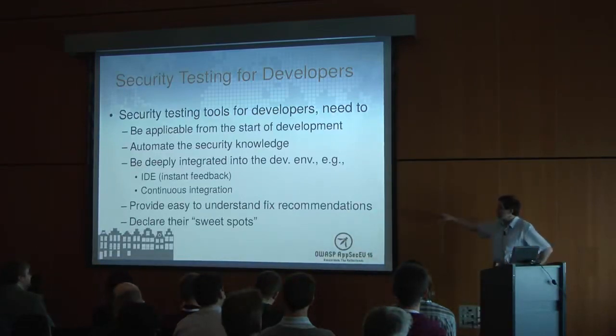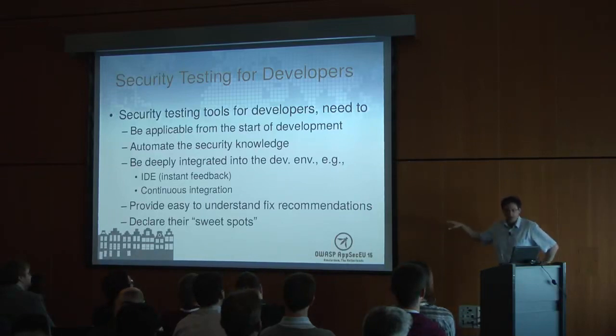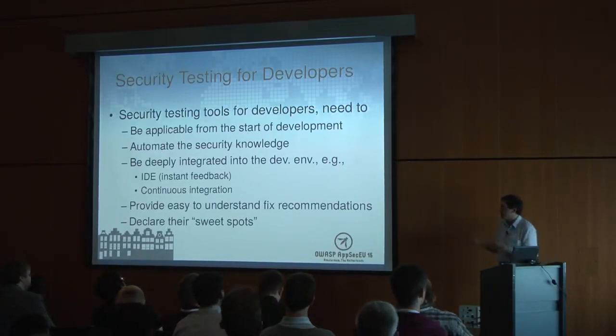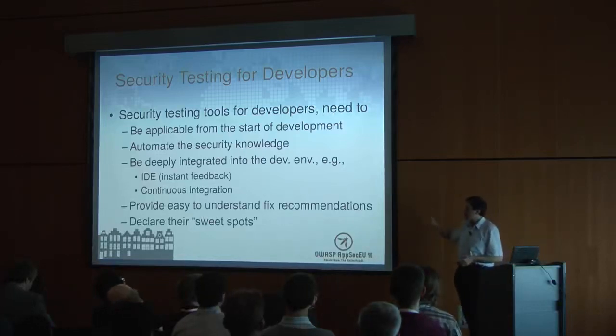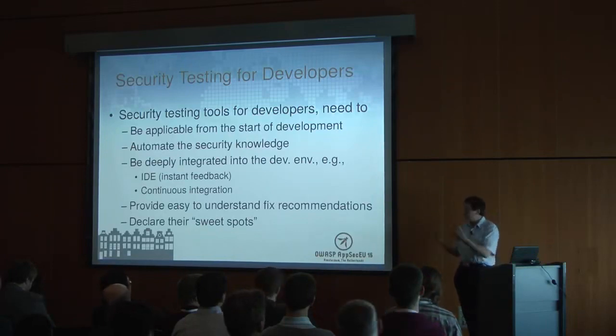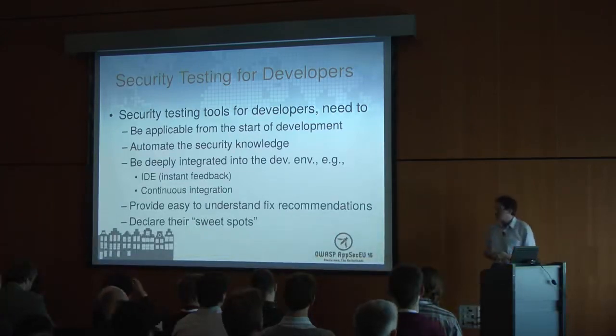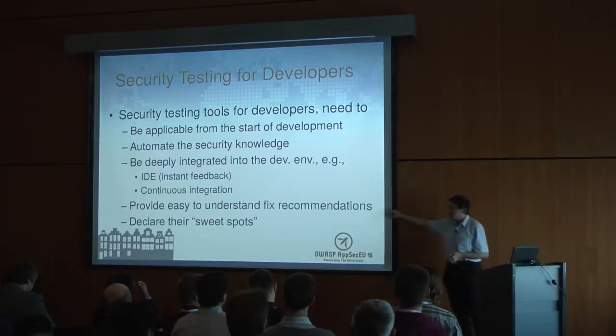And we also need tools that nicely integrate into continuous integration environments like Jenkins. They can do more in-depth analysis because they don't need to provide instant feedback, but they also need to provide feedback within 8 hours or so, so that an overnight check is possible. And we need to provide easy to understand fix recommendations.